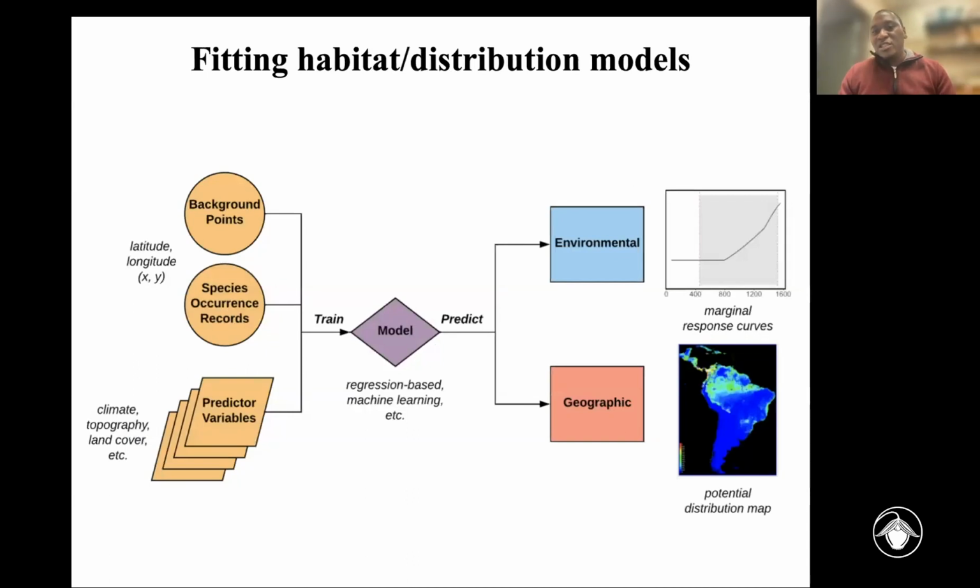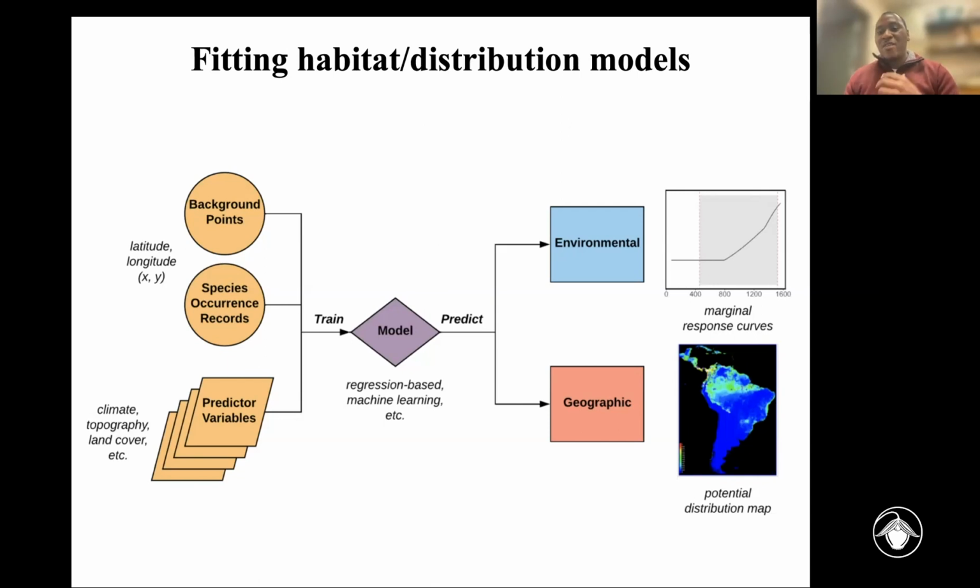And so for you to fit distribution models, you need the occurrence records of the plant, the longitude and the latitude. You need the predictor variables, as I've mentioned, climatic variables and so on. And sometimes you may have absence points, areas that have been surveyed where we know for a fact that the plant is not found. Or if you don't have them, you can tell the software you want to use for the model to generate some random points all over the entire study area that can be used as background points in place of the lack of absence points. And so with those three pieces of information, you can run your models.